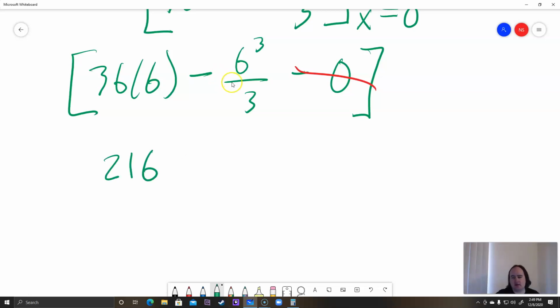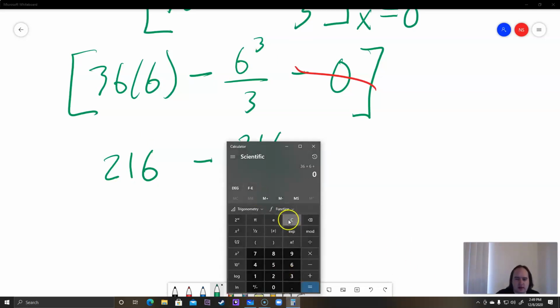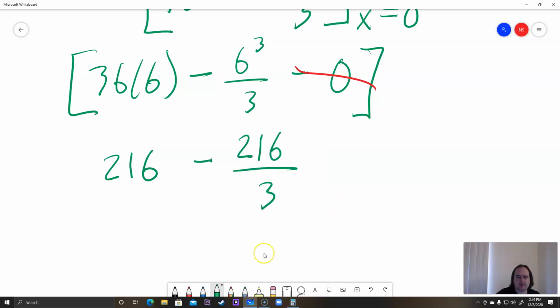And then what's 6 cubed? Well, 6 squared is 36. And 6 times 36, we just said, was 216. So we have 216 minus 216 over 3. Okay? And then 216 divided by 3 on a calculator is 288. What? I did not do that right. I must have typed it in wrong. So 216 divided by 3 is 72.